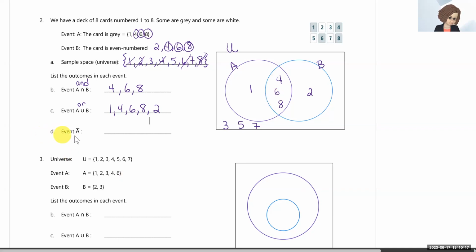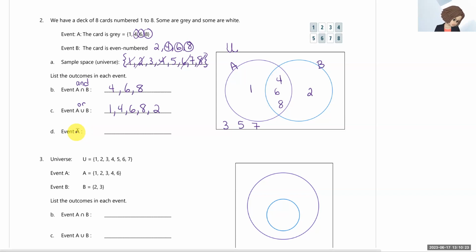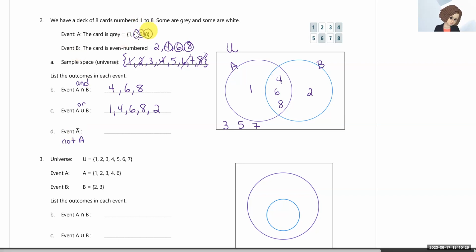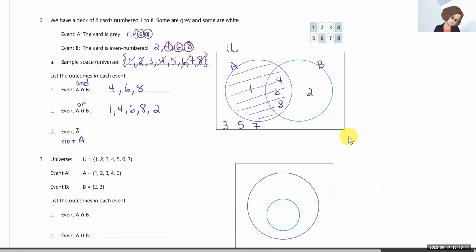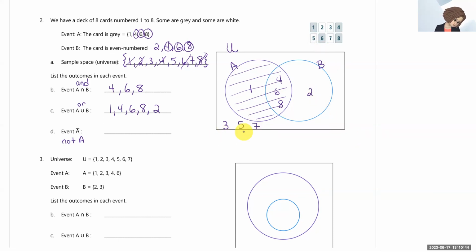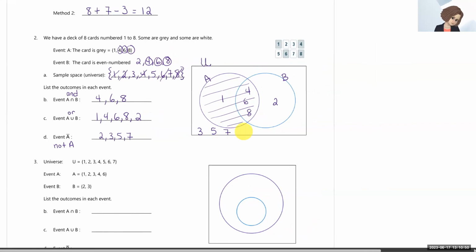All right, and then event A complement. So A with the bar over it is read not A, or the complement of A. So everything not in event A. So everything other than 1, 4, 6, 8. And now that I have the Venn diagram, I can see that easily. So 1, 4, 6, 8 are inside of A. So outside of A, not in A, would be 2, 3, 5, 7. All right, so there's your and, common to both, or combine the sets, and then complement, not in that event.